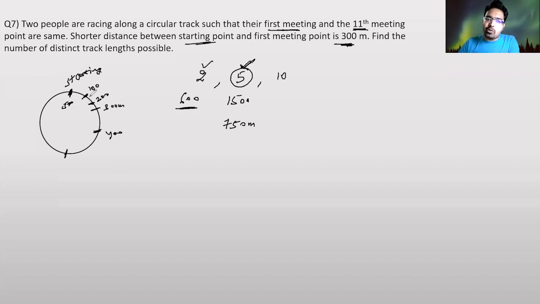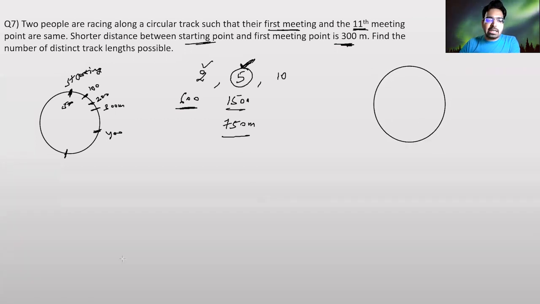Now, if you divide this further with 5 distinct meeting points, then that does not make sense. So you will have to drop that over here. If there are 5 distinct meeting points, these are the only 2 track lengths possible. Now let's look at another circle wherein you have 10 distinct meeting points available.